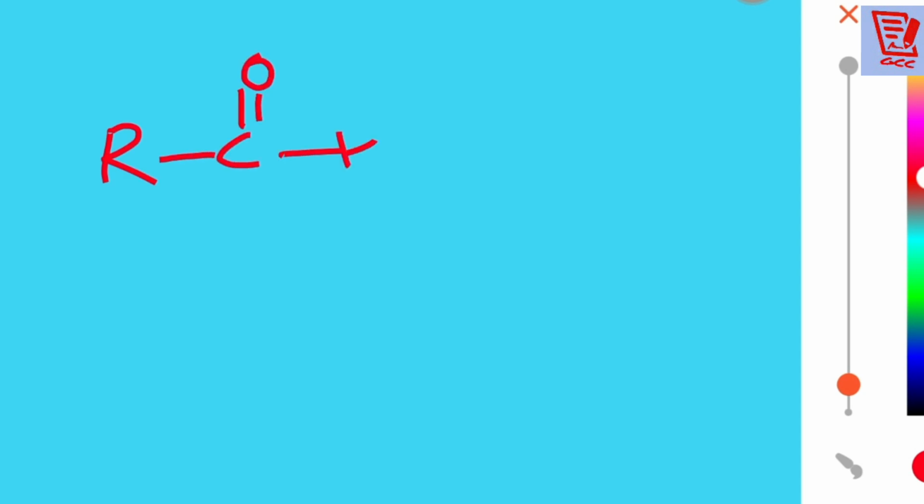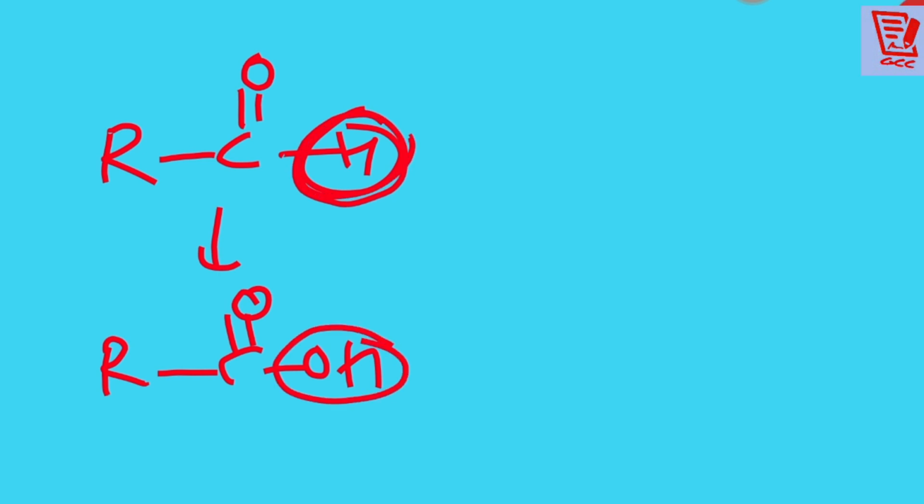RCHO. You have one hydrogen here on the carbonyl group. When we are doing its oxidation, this hydrogen can be easily converted to RCOOH. Without any cleavage we have changed it; this H can be changed to OH.